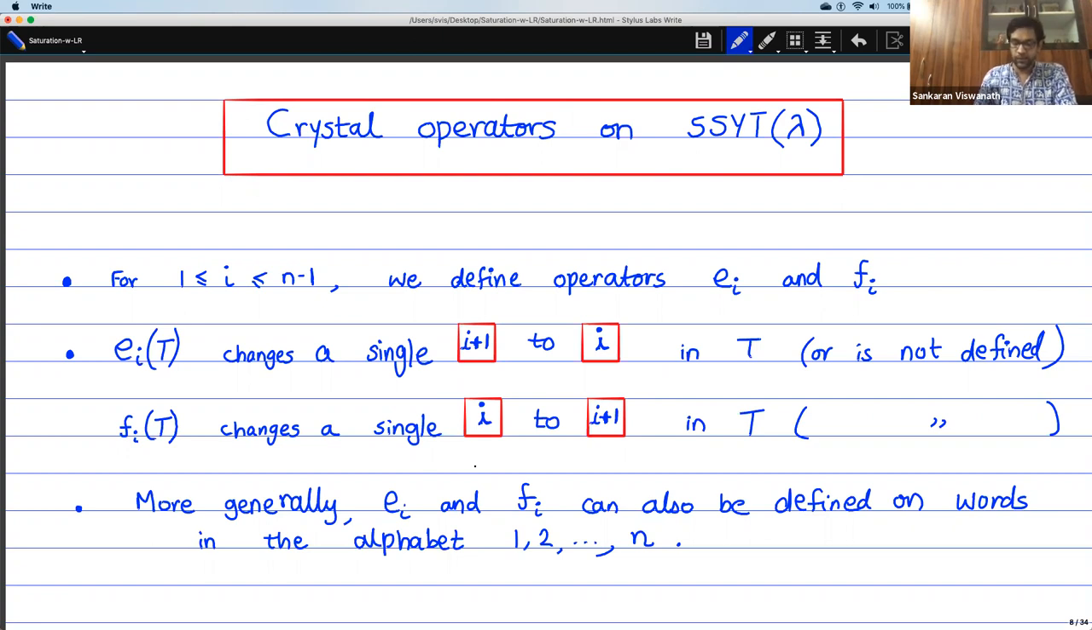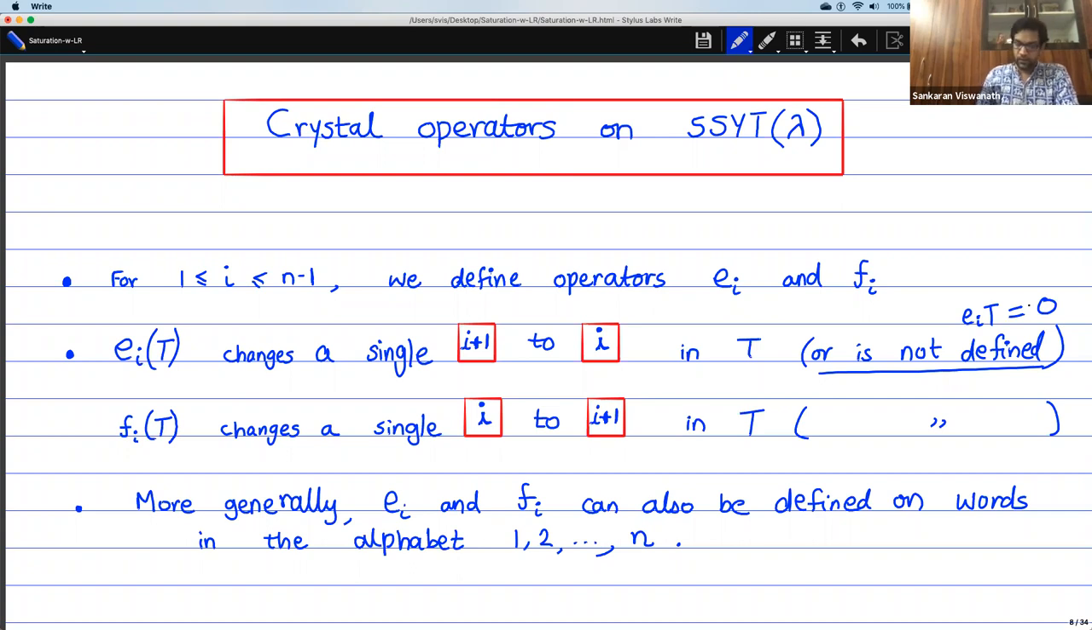Of course, the whole point is how exactly these are chosen. So this is what, broadly speaking, these operators do. Or the other possibility is that they may not actually be defined on a given tableau. So e_i T, for instance, may be undefined. When it's not defined, we tend to write this as e_i T is 0. So 0 is just a symbol to say it's not defined.